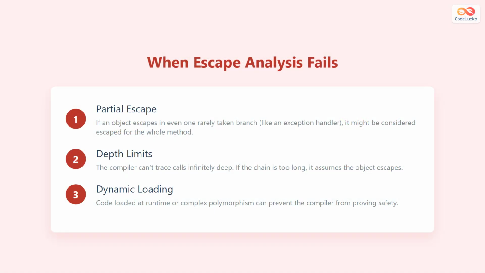This optimization isn't magic, and it has limits. If an object escapes in just one tiny branch of your code, like an error handler, it counts as escaped. Also, if the function call depth is too deep, or if code is loaded dynamically at runtime, the compiler plays it safe and uses the heap.